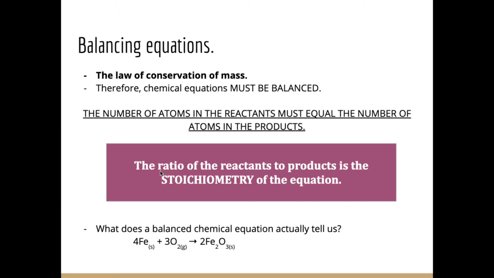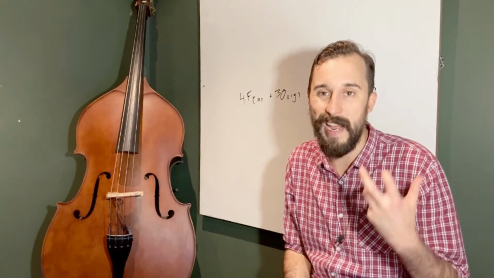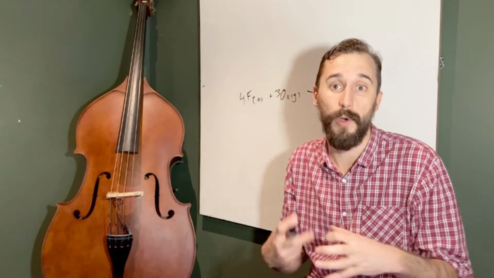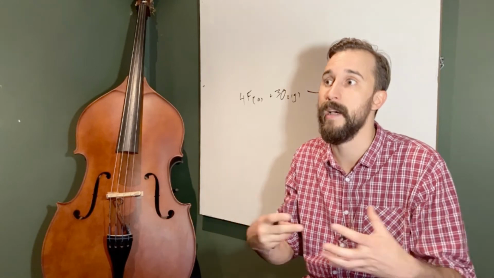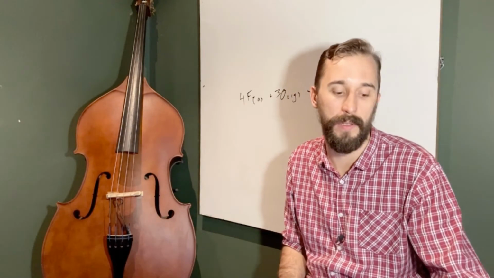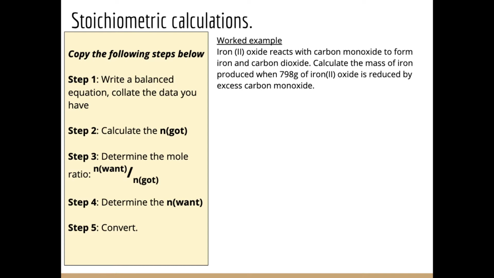So there's our first definition for the day. The ratio of the reactants to products is the stoichiometry of the equation. And like I said, using this ratio, using this stoichiometry, if you're given just a small amount of information about a chemical equation, you can essentially get all the other information about that chemical equation. What do I mean by that? We can use stoichiometric calculations based on that ratio, based on the stoichiometry of the equation, to work out unknown factors. We're going to talk about what this means by going through this example together and these steps.